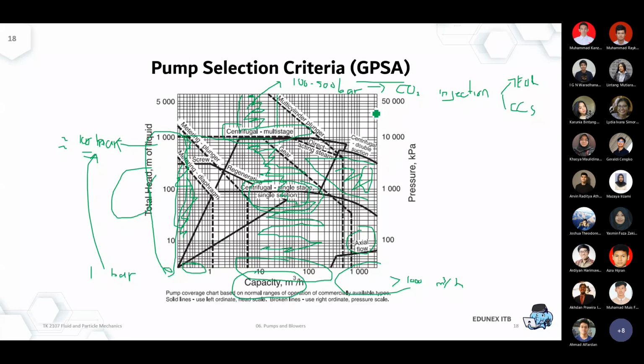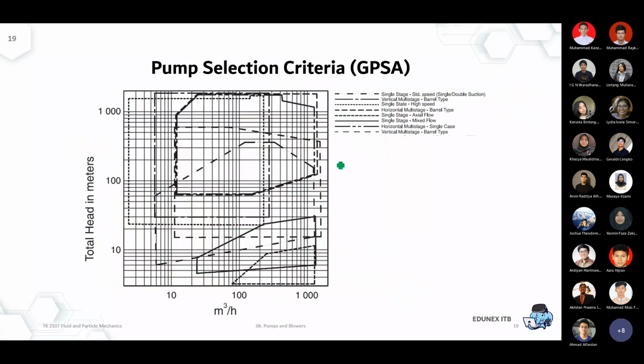Yeah, it's the same story. I think you just have different sources, but same story. Check what is your capacity, check what is your head, and then match it into the map, and then you get the correct type of pump to be used.